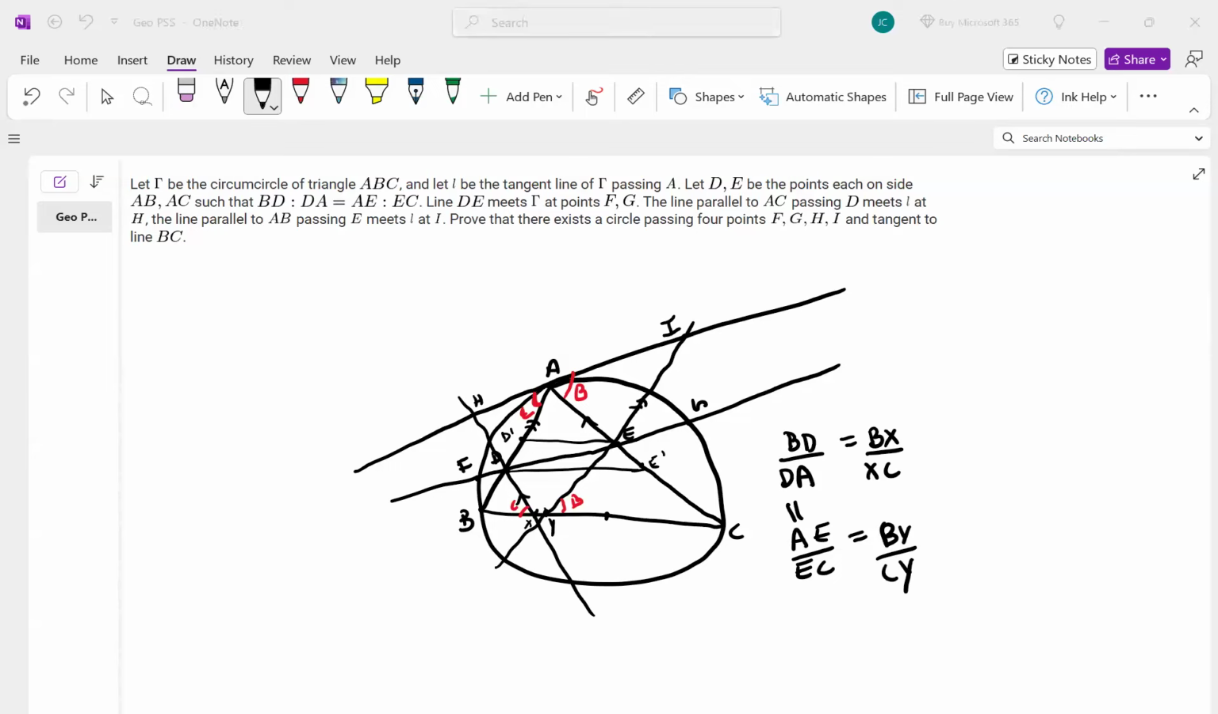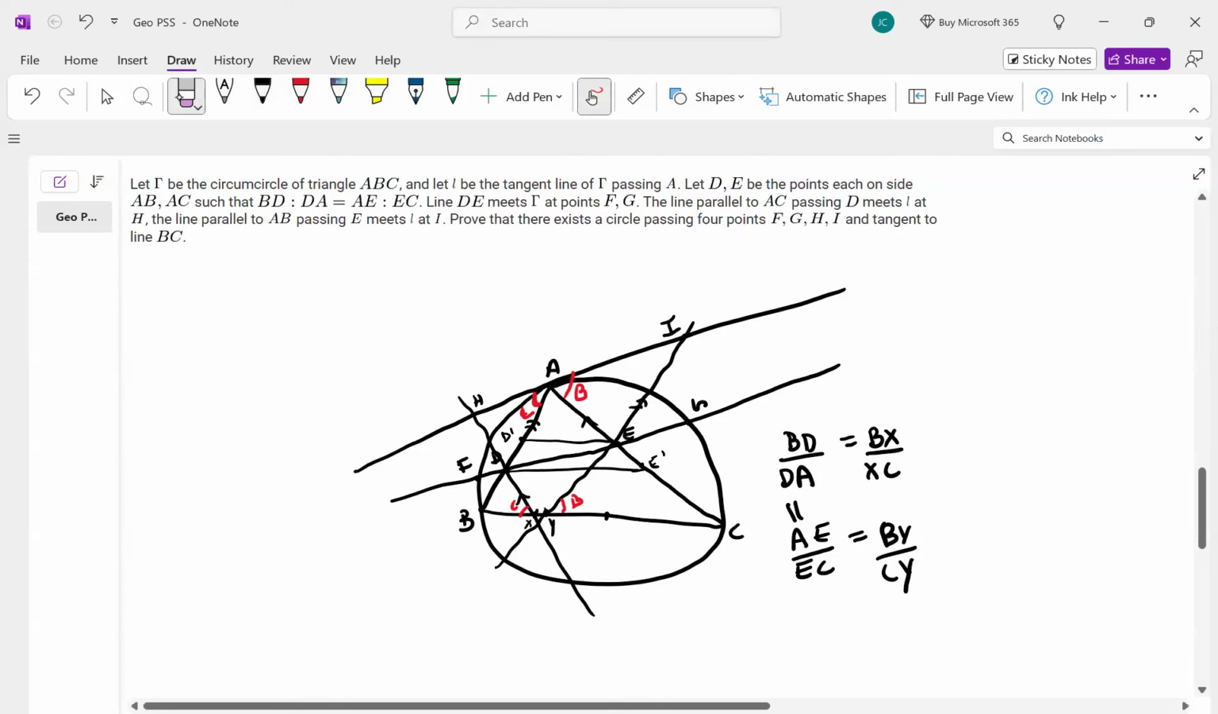So we get these two ratios. If we assume they're distinct, we get BX by XC is equal to BY by CY. But that can only be true for one point on BC. That ratio can only be true for one point. That's why X must be equal to Y. I hope that's clear.